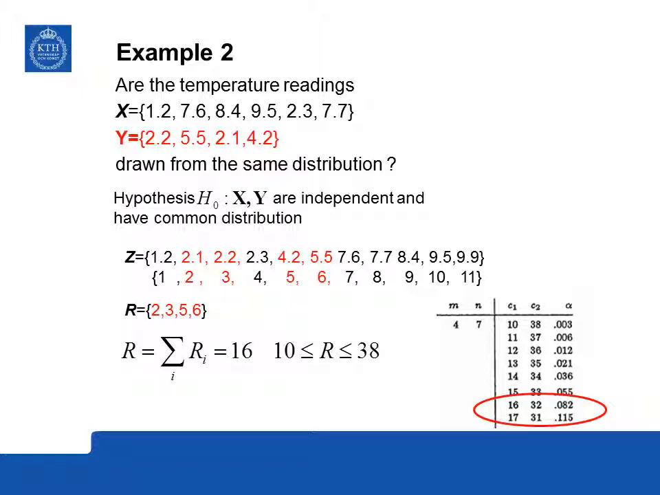But on the other hand, if we have a p-value of 0.82, the range is 16 to 32, and we cannot reject the hypothesis. And as you can see, as the p-value gets smaller, if we want this probability that we make an erroneous rejection to get smaller and smaller, the range gets larger and larger. And you can see the limiting value is, of course, 10 to 38 at the upper portion of the table. So the conclusion is that the hypothesis can be rejected at 11.5%, but not at 8.2%.